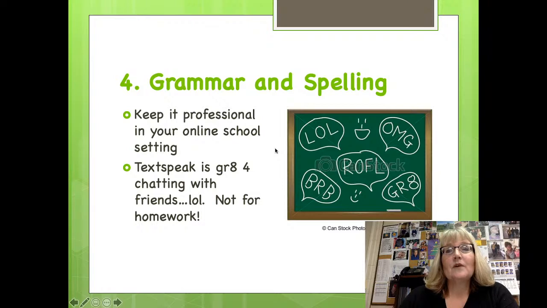And next point, grammar and spelling. Keep it professional in online school. Just like you wouldn't use emojis in your homework, we don't use text speak, which is great for chatting with friends, but not for homework.